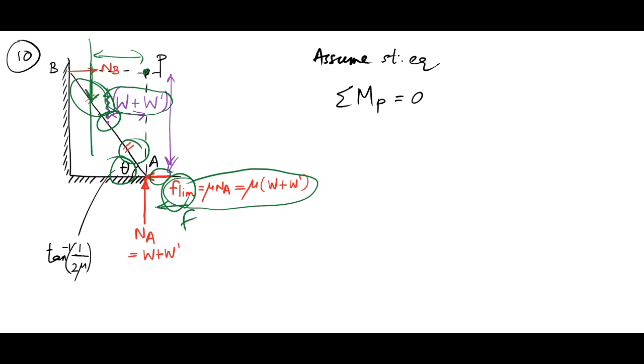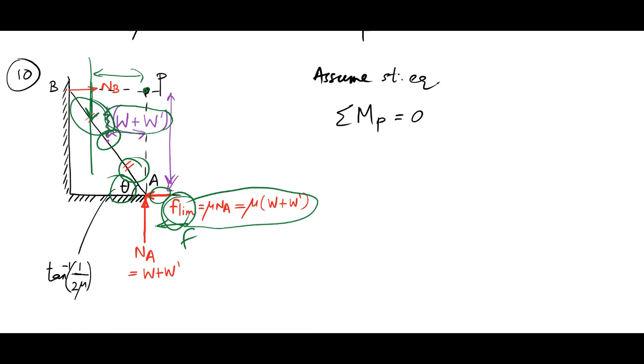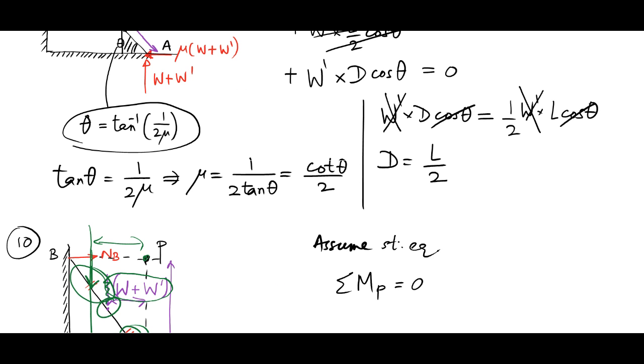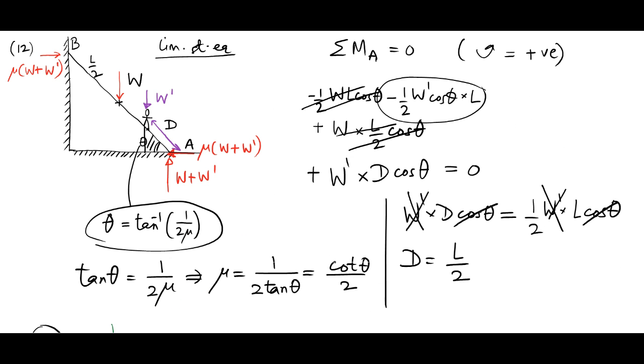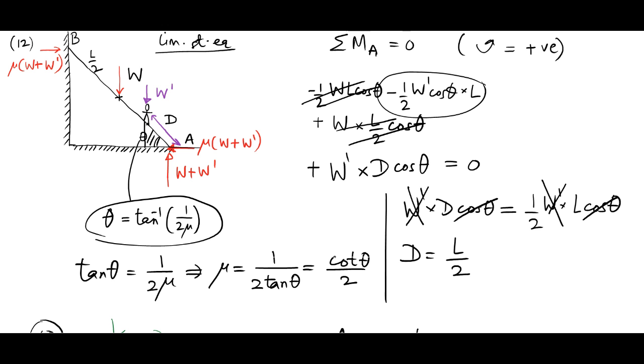Now how is this relevant to our question, the question which we just did, question number 12. So here you see that instead of having a non-uniform rod of weight W plus W dash, you have a uniform ladder of weight W. W acts at the midpoint, and on that you have a man of weight W dash who is climbing. So if I consider the ladder plus the man to be a single system, then naturally W plus W dash is going to act somewhere in between, somewhere through this line, W plus W dash.